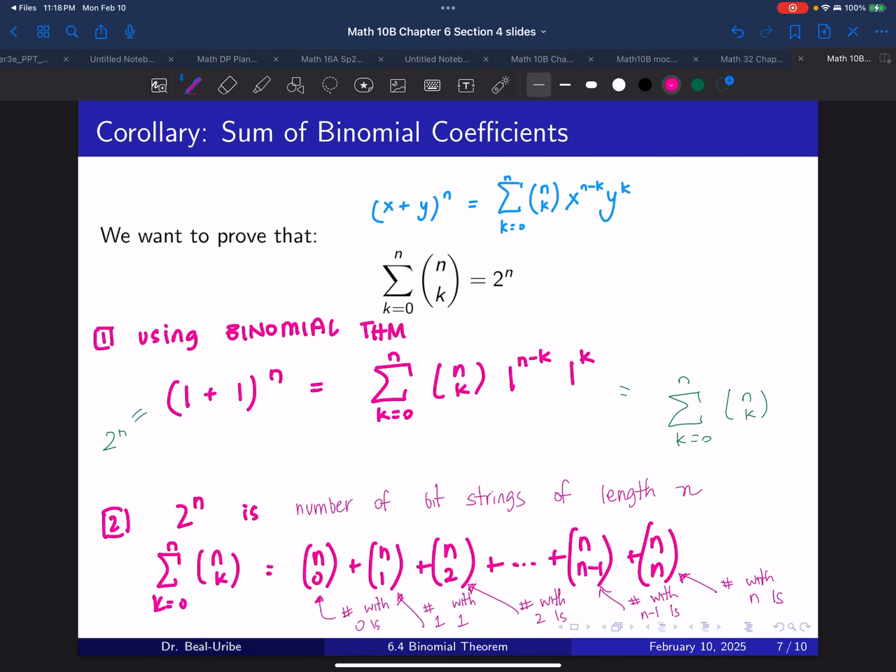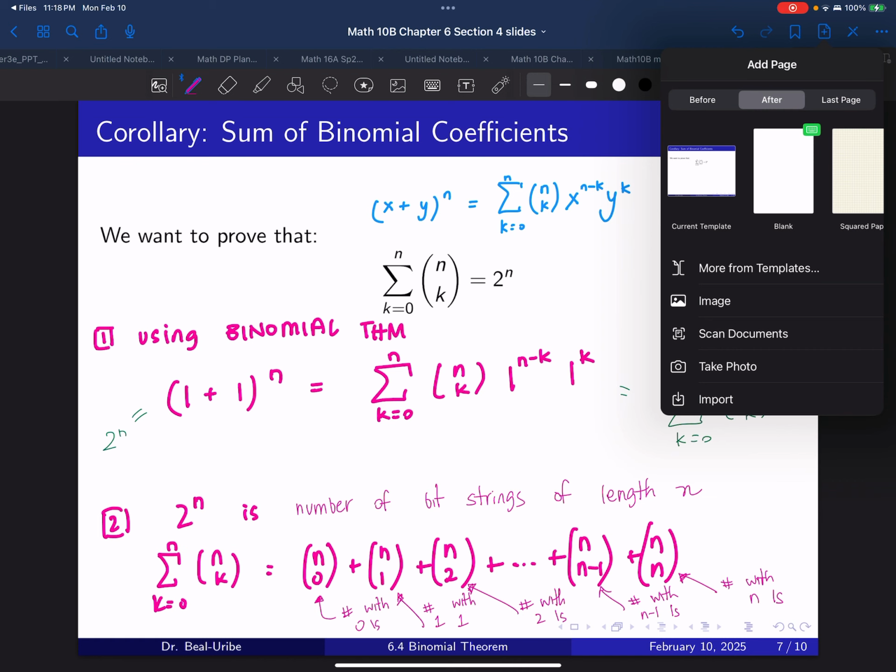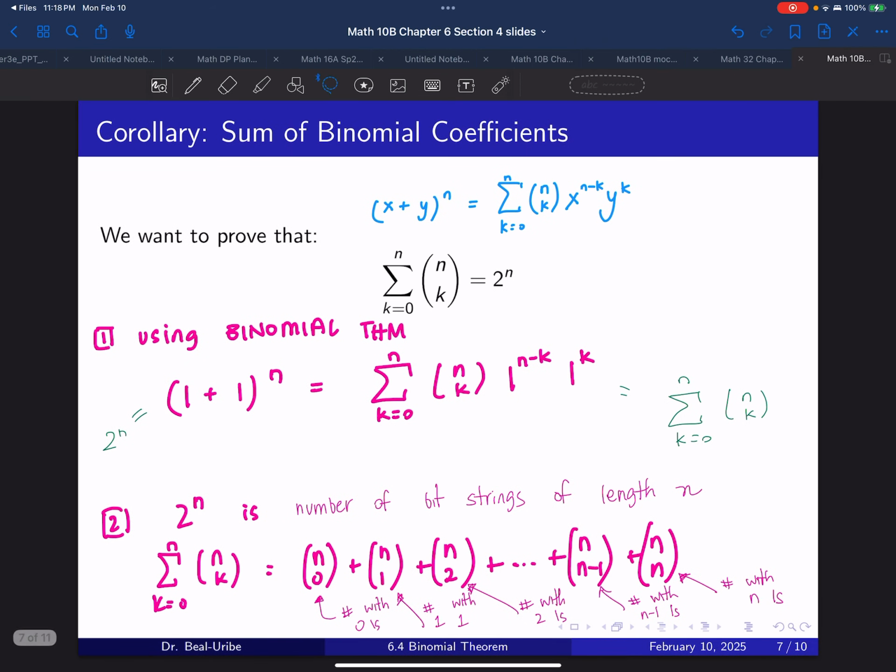And just to make sure you're understanding what I'm saying, let's look at a specific example.